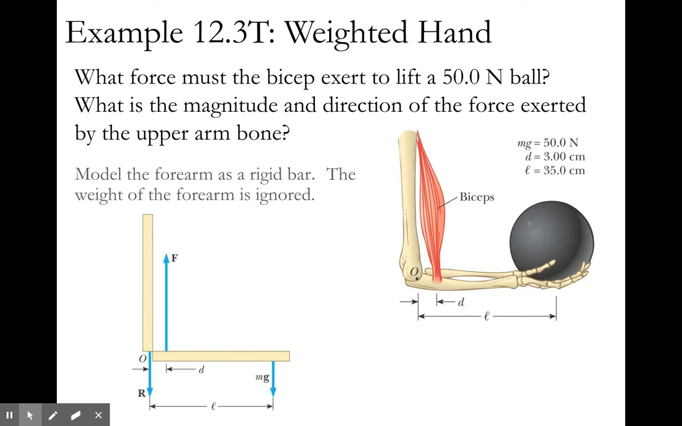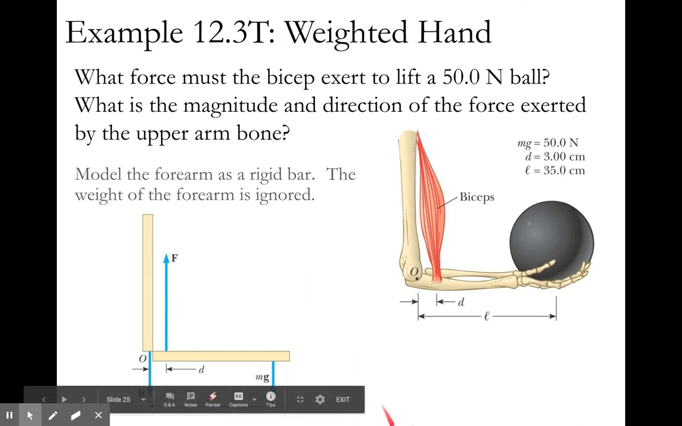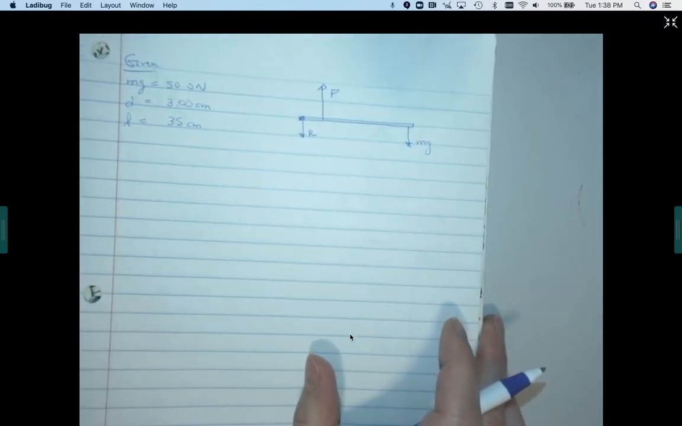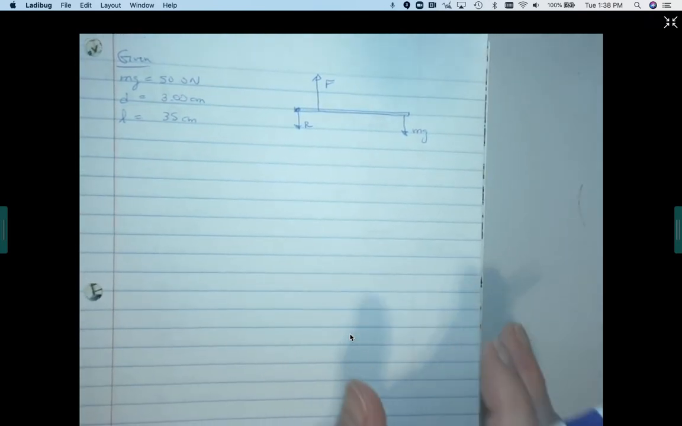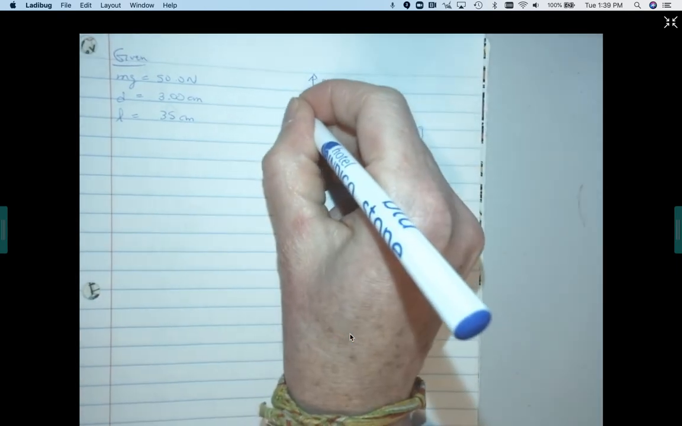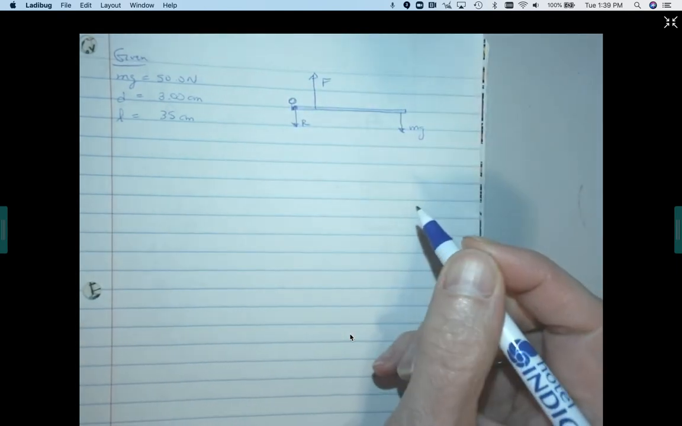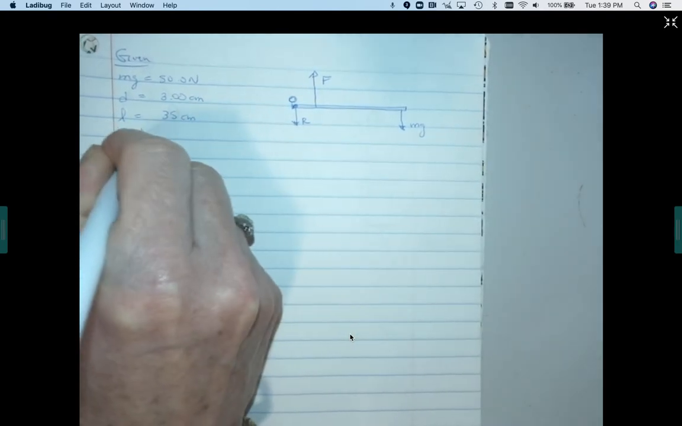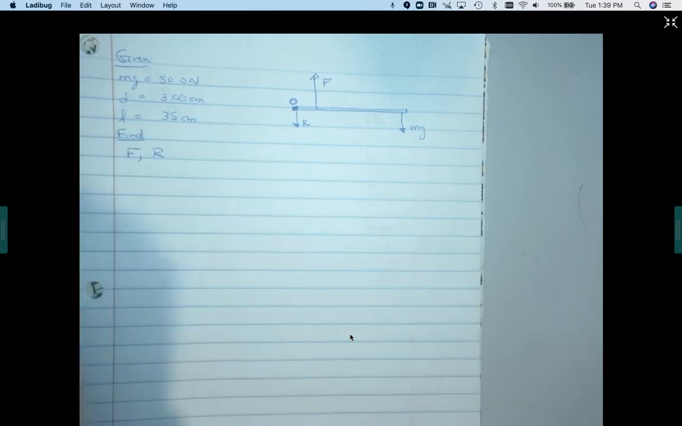Okay, so we have an upward force from the bicep, we have the weight of the ball going down, and then I'm going to have a reactive force from the upper arm as well. Okay, so let's go to our ladybug camera. I just sketched that in quickly, and we are going to set this as our origin. We want to find the force from the bicep and the reactive force of the upper arm.